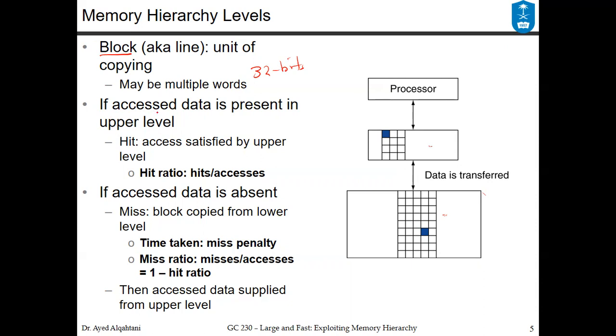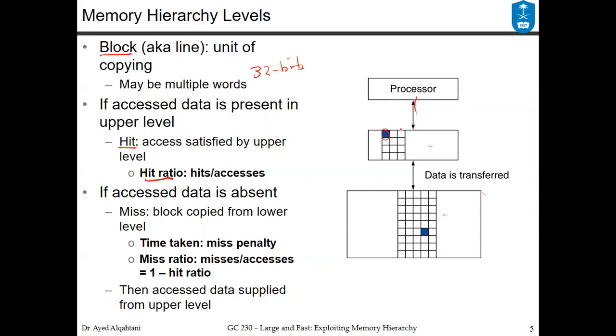So if accessed data is present in the upper level, this means you have a hit. The access is satisfied by the upper level. So the processor tried to look for the information here, and the processor found the information, which means that this is a hit. Now, it's good to define the hit ratio, which is actually the number of hits divided by the number of accesses.